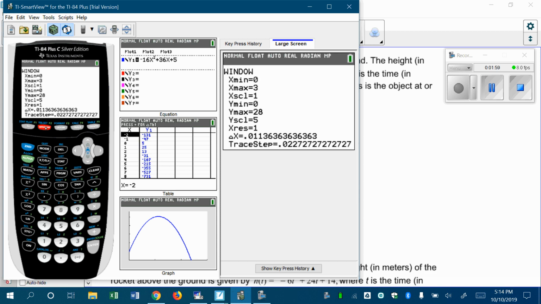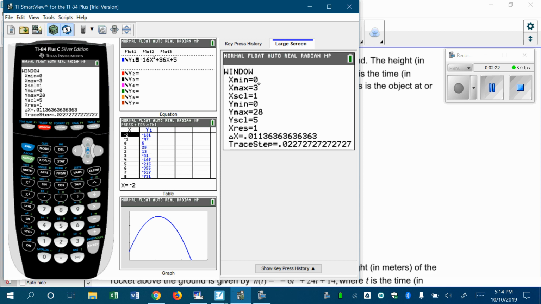I knew that my x-min would be 0 because I'm looking at time, and time starting at 0 makes sense. We don't have negative time usually. I ended up picking 3 as my max. I initially started out with 10, and then my parabola looked super skinny on my screen. And so I went with a smaller number so that it would be more spread out.